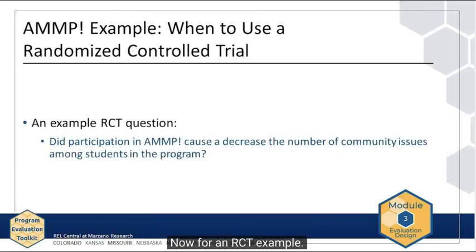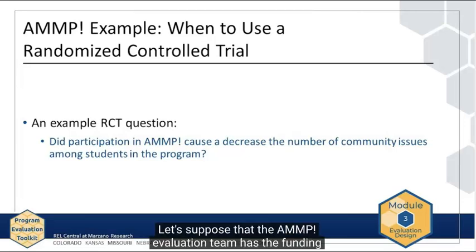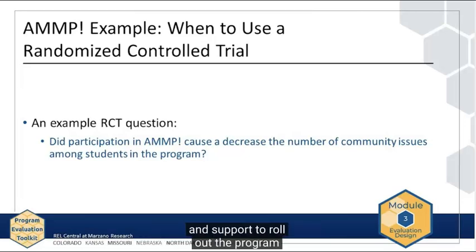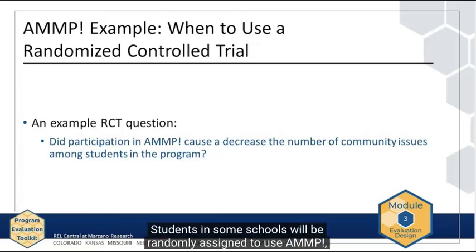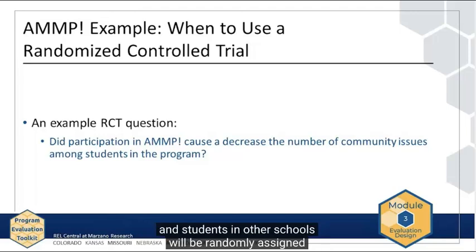Now for an RCT example. Let's suppose that the AMP evaluation team has the funding and support to roll out the program to only a limited number of students in a subset of schools. Students in some schools will be randomly assigned to use AMP, and students in other schools will be randomly assigned to continue with the business-as-usual condition, in which no after-school program is offered. This design, if well executed, generates the strongest possible evidence for the team as it works to evaluate whether AMP participation has decreased the number of issues in the community.